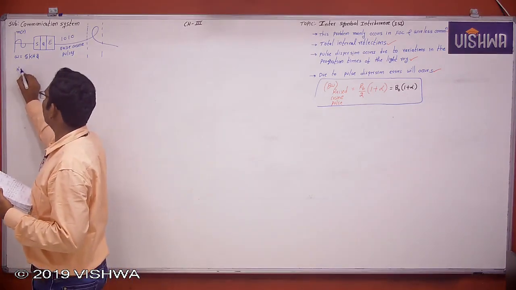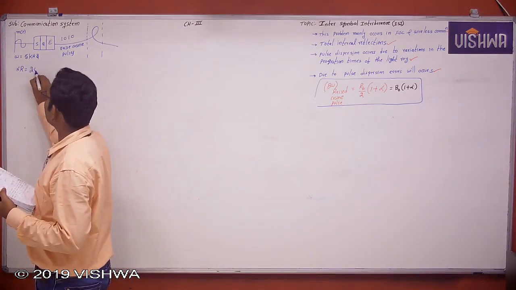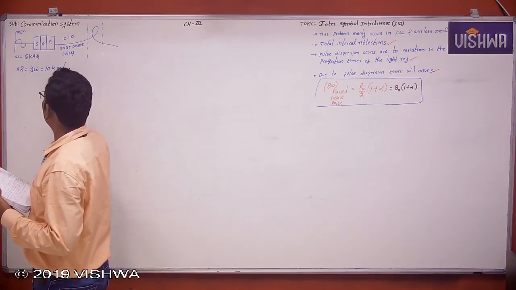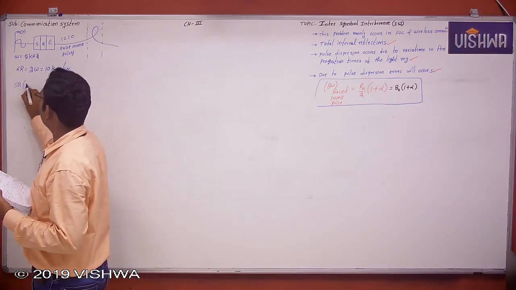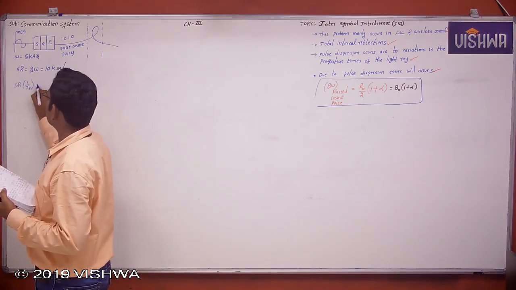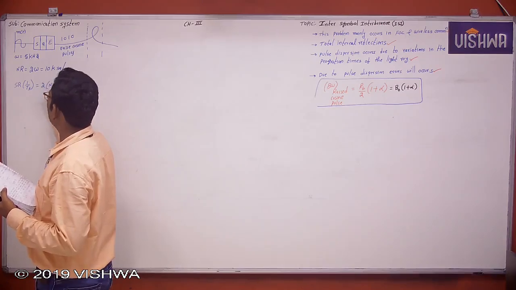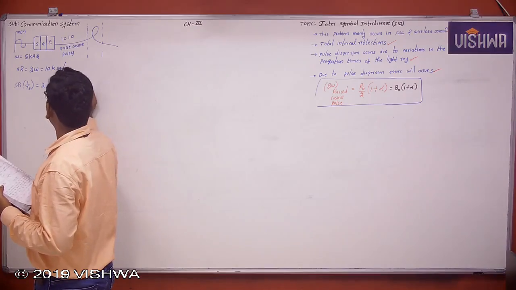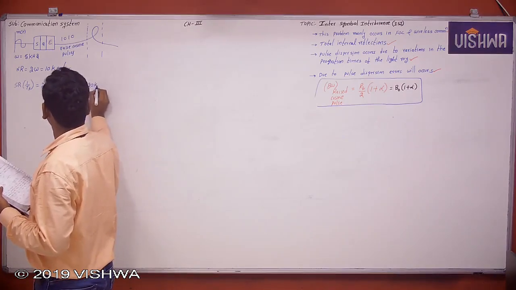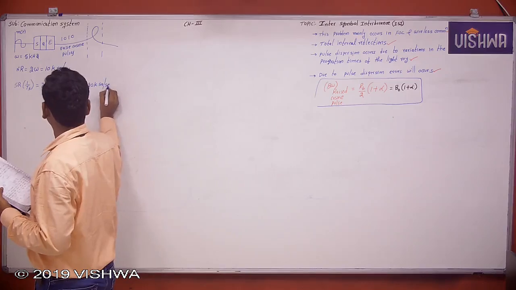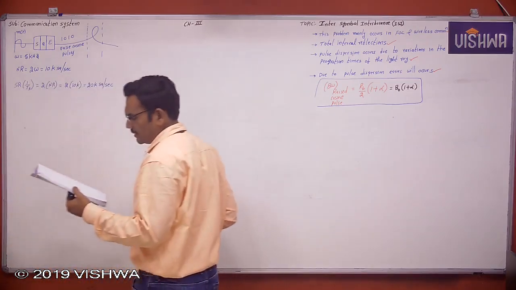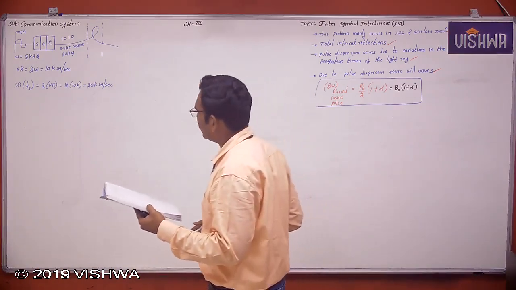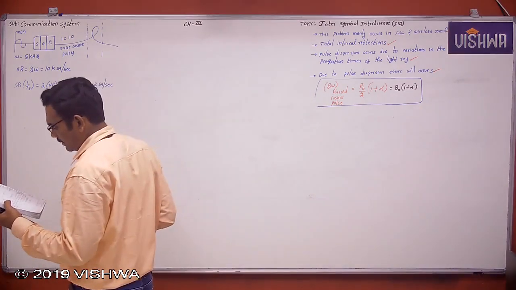First you find the Nyquist rate. The minimum sampling rate is called the Nyquist rate, which is equal to 10 kilo samples per second, and he has given a sampling rate which is twice the Nyquist rate, which is equal to 2 into 10 kilo, which is equal to 20 kilo samples per second.